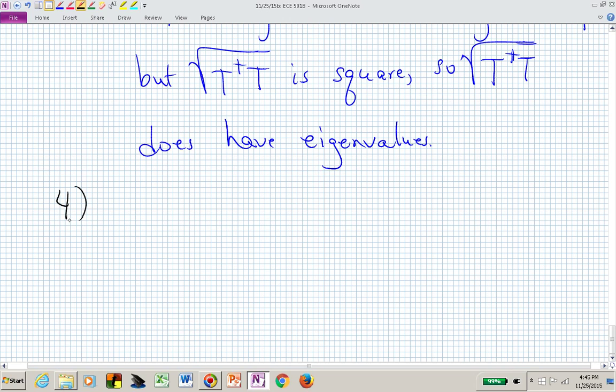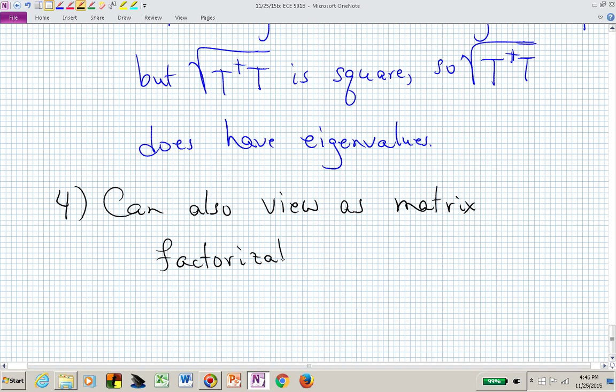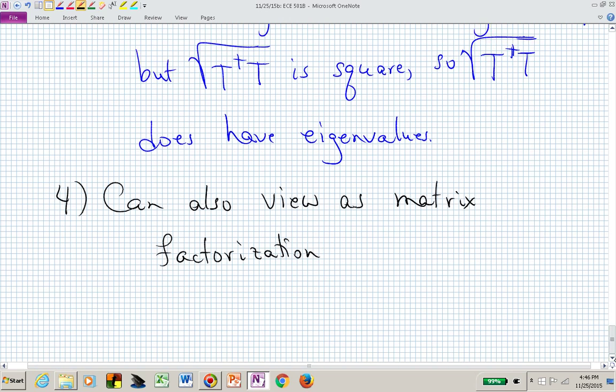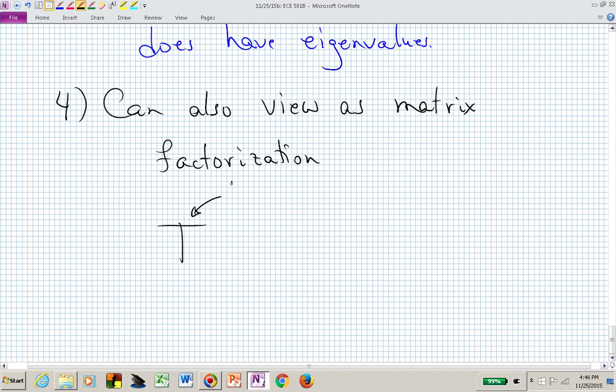We'll make one more point, and that is, now that we have this decomposition identified in terms of operators and orthonormal basis vectors, we can also view this singular value decomposition as a matrix factorization. Where now, if we viewed T as a matrix and not a linear map, we could write that as a product of three matrices, U sigma V transpose.